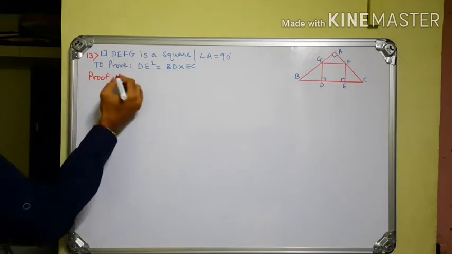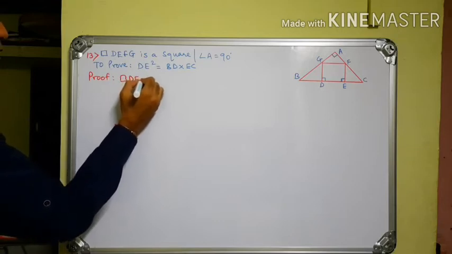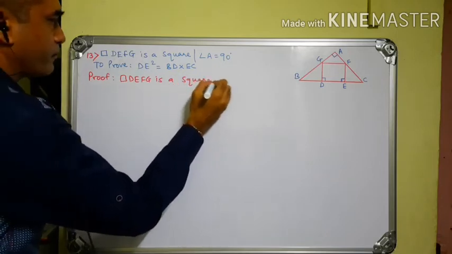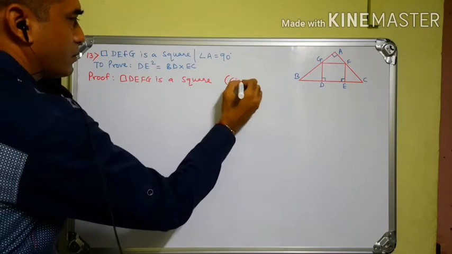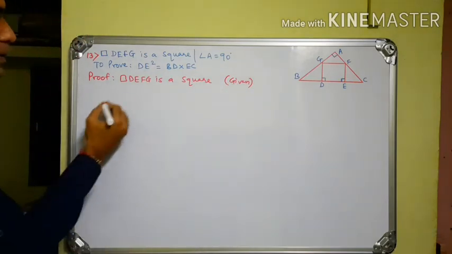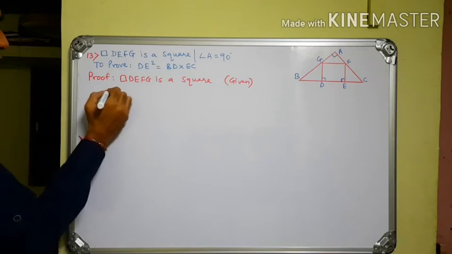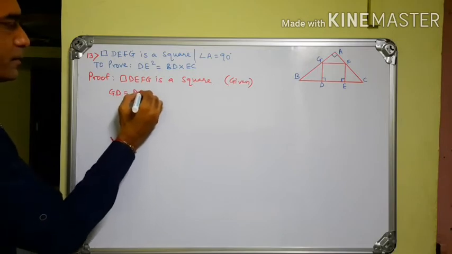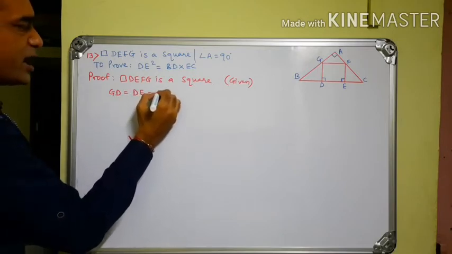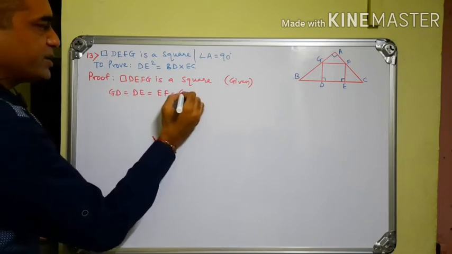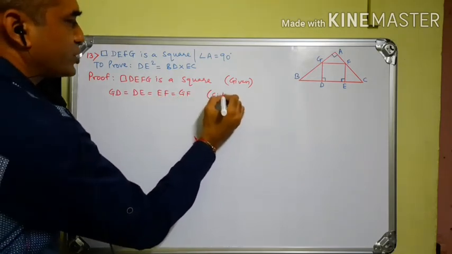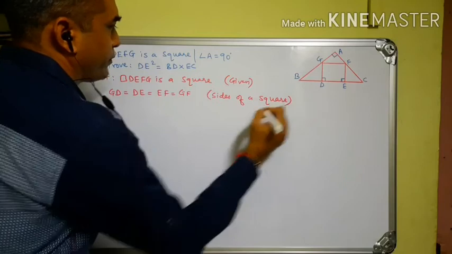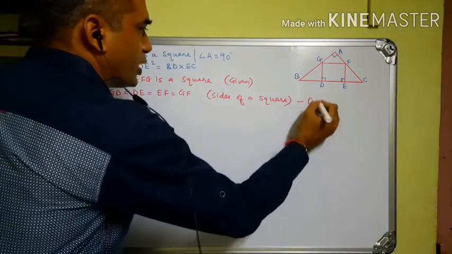First of all, quadrilateral DEFG is a square. This is given. Therefore all sides are equal. Therefore GD equals DE equals FE or EF and equals side GF, because these are the sides of a square. Therefore all sides are equal. This is point number 1.